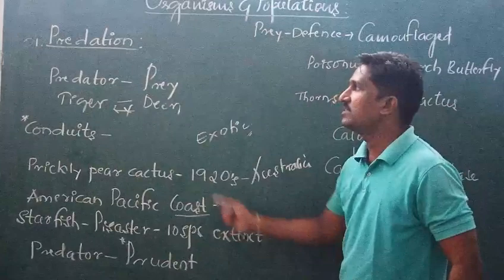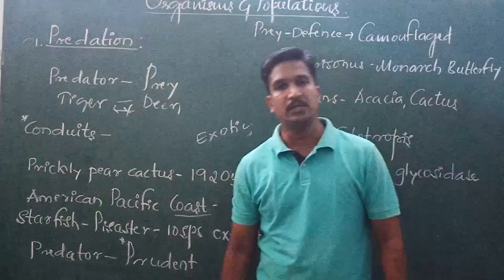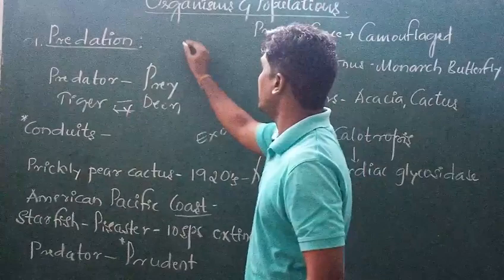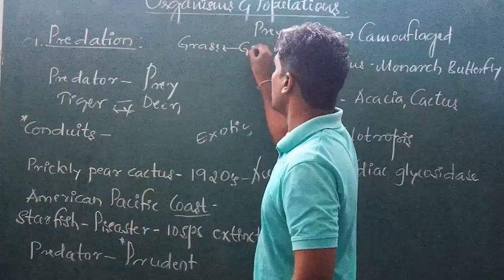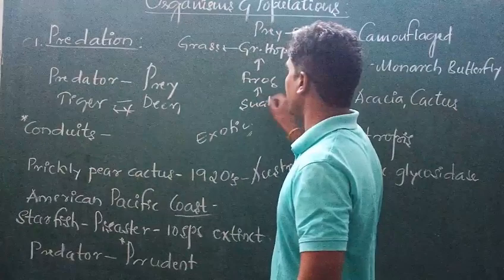Then another one will come to me as a prudent, most important question for 1 mark. So as I say to students here, one thing we have to go over here, that the grass will be there, and this grass is eatable by the grasshopper, and this grasshopper is eatable by the frog, and this frog is eatable by the snake. You know very well, this is the food chain.